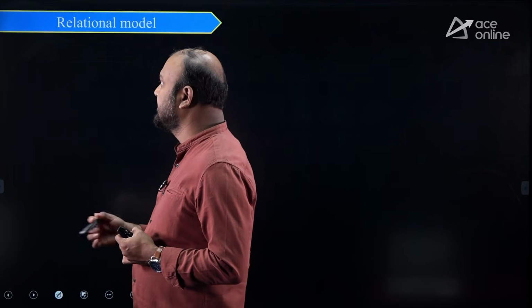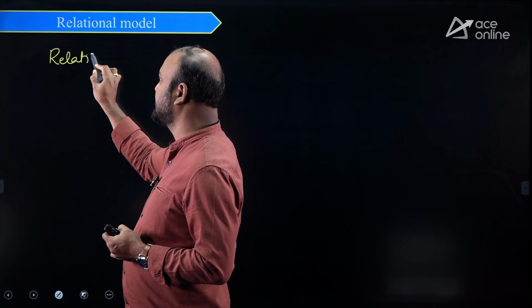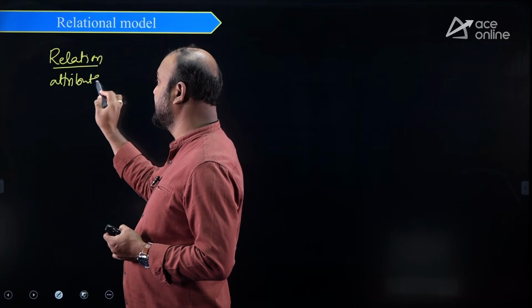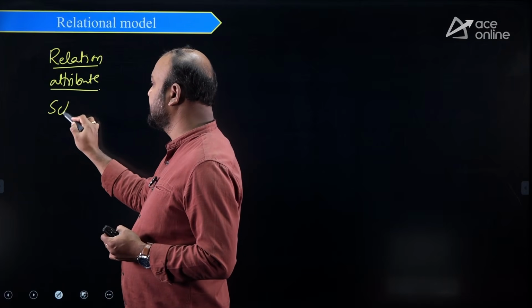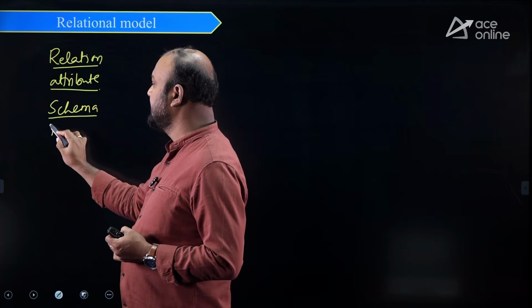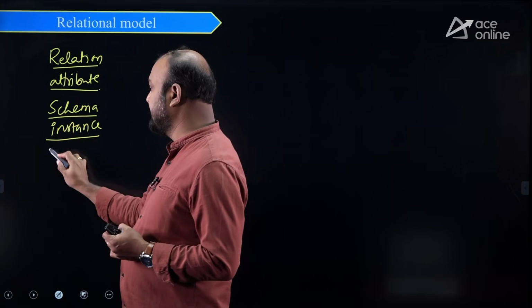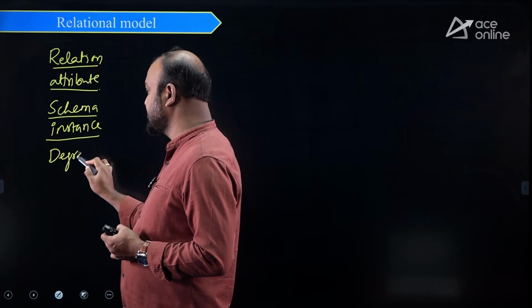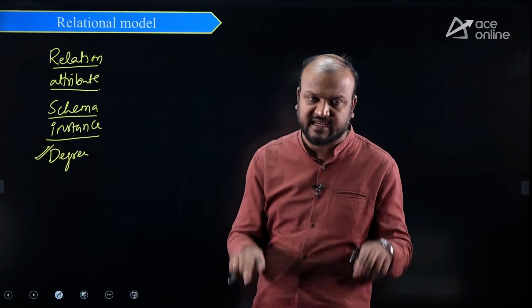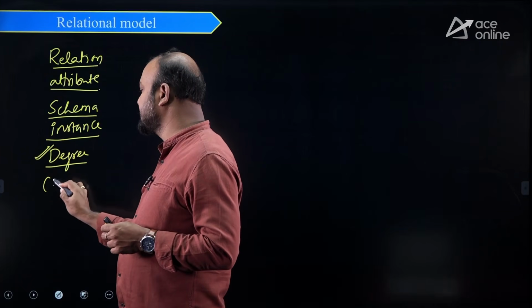What are the basic terminologies we have discussed? We have discussed relation, attributes, and schema. What is a schema? Schema means structure. Instance means the tuples present in a relation. And we have discussed degree. Questions were asked on degree. What is the degree? It specifies the number of attributes of a relation schema. On the schema, how many attributes are there, that is called degree. And we have discussed cardinality.